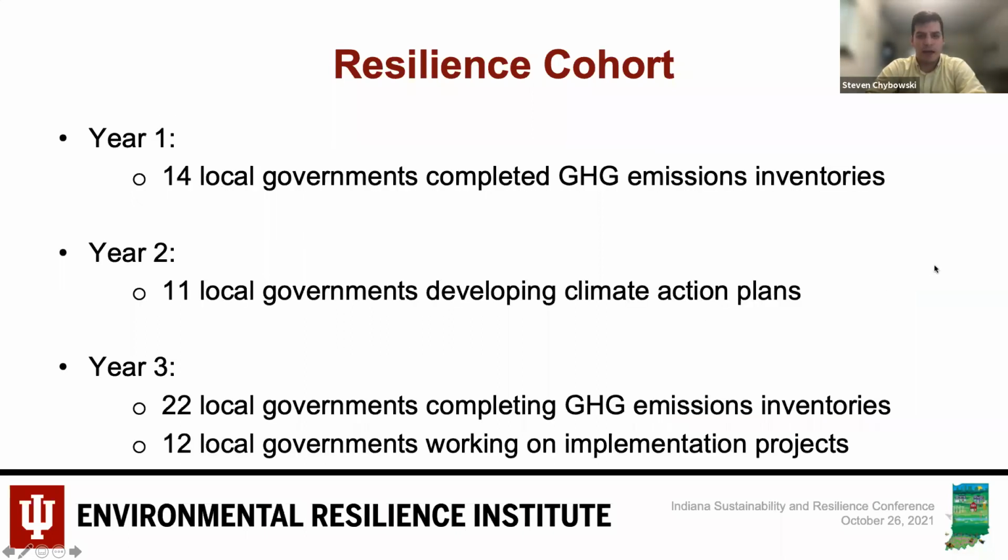Just kind of hitting on some of the highlights of the Resilience Cohort program. In year 1, in 2019, we had 14 local governments complete greenhouse gas emissions inventories. In year 2, we've had 11 local governments work on developing climate action plans. In year 3, which is this year, we have 22 local governments that are working on greenhouse gas emissions inventories. And we have 12 other local governments that are working on implementation projects in our stage 3 resilience cohort.